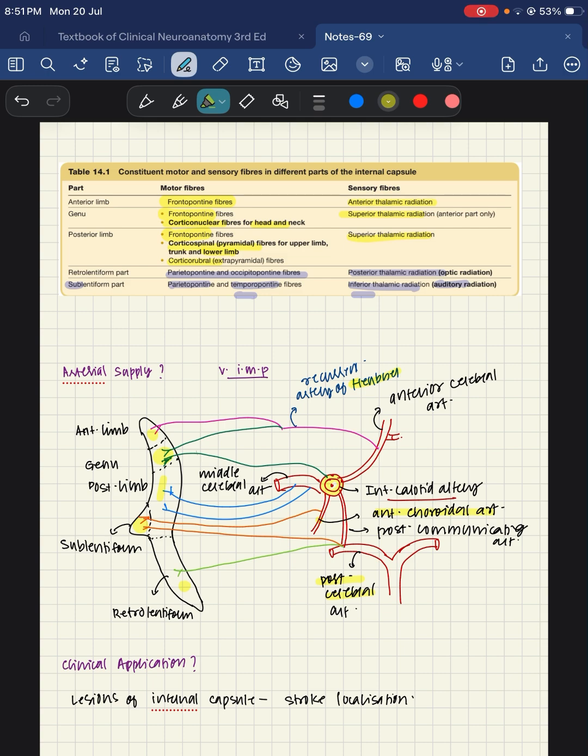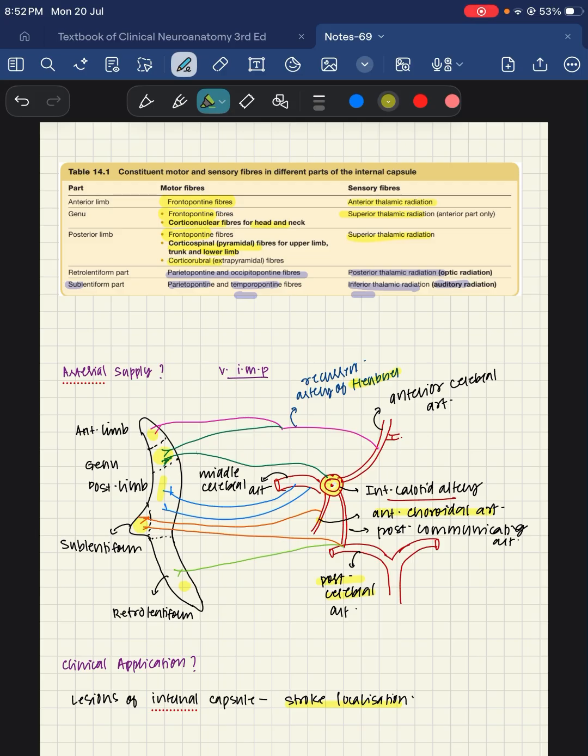So why would you study the arterial supply? Why is it so important? Why is it repeatedly asked? I think it is very important because in later stages when you start studying medicine, there is something called the localization of the stroke. I've written it in the clinical application. If you are asked what the clinical application of the internal capsule or its arterial supply is, it is basically for stroke localization.